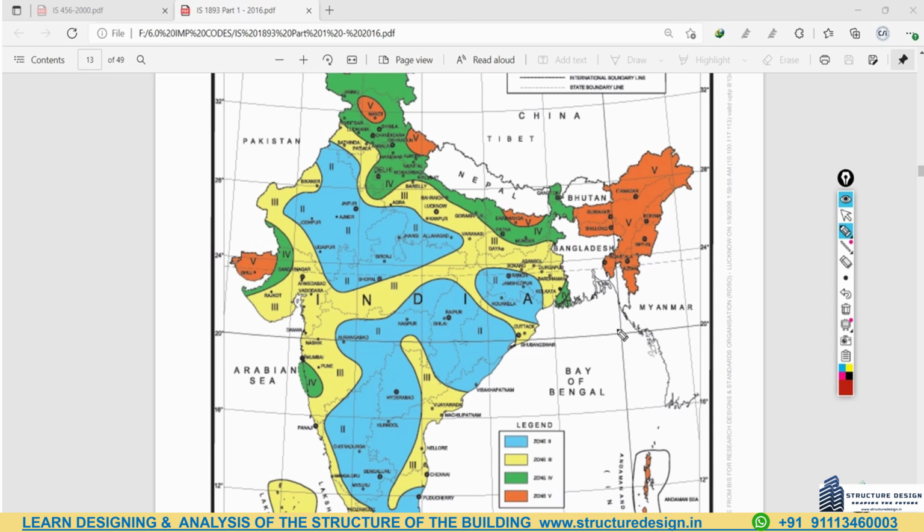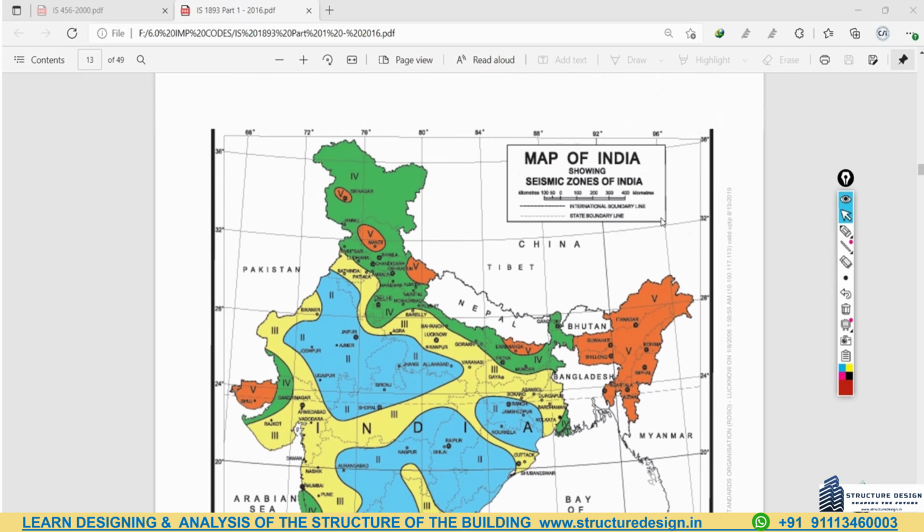If you're doing any building in Bangalore and so on, in that case it will come into zone 2. And if you're doing any building somewhere in Gaya, or in Lucknow and so on, it will come in zone 3. So India has been divided into a total of 4 zones, and we actually apply earthquake forces on the basis of the zone only.